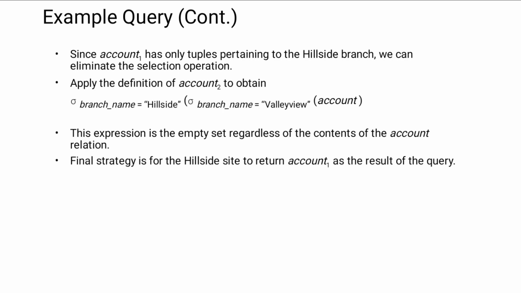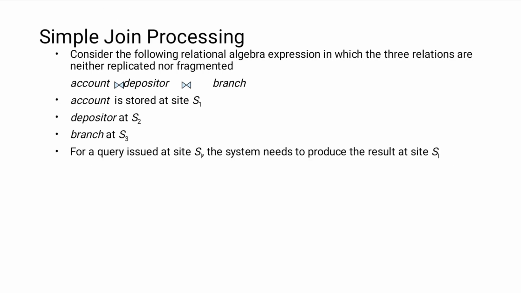In this example, only tuples pertaining to the hillside branch are taken. We can eliminate the selection operation on the value view side. So this expression cannot be possible because for hillside, the value view side returns only an empty result. We can avoid this type of query to improve the optimization.